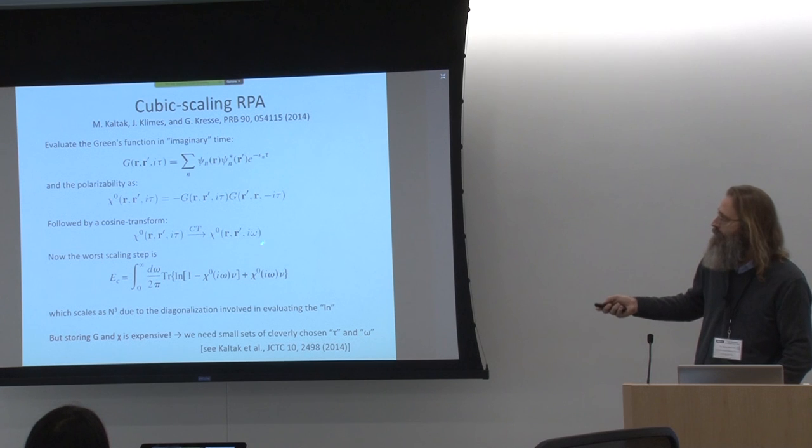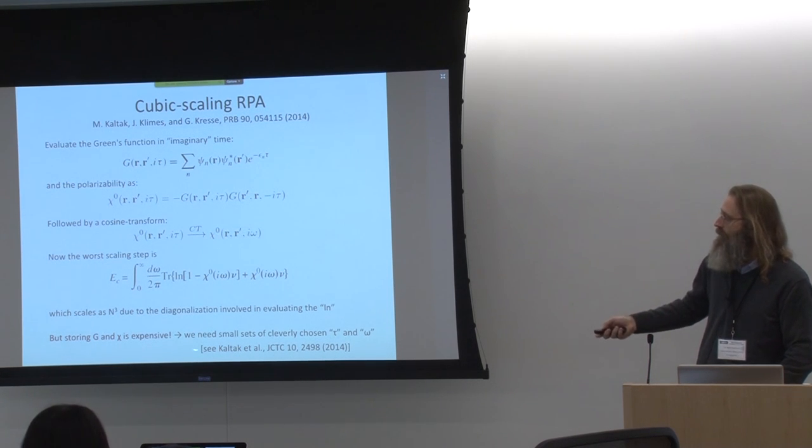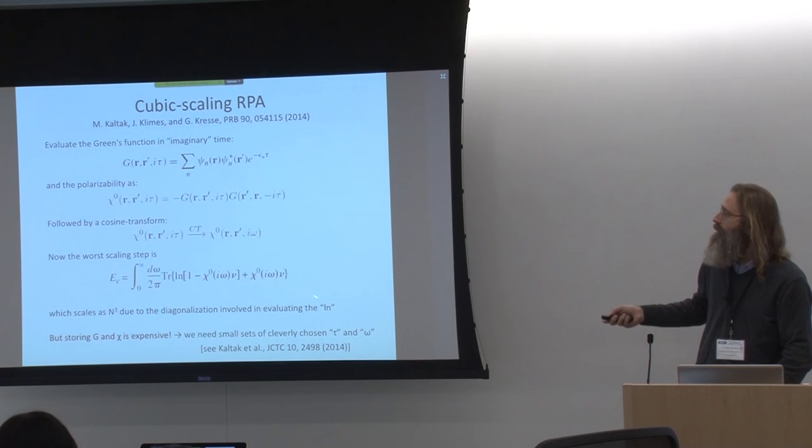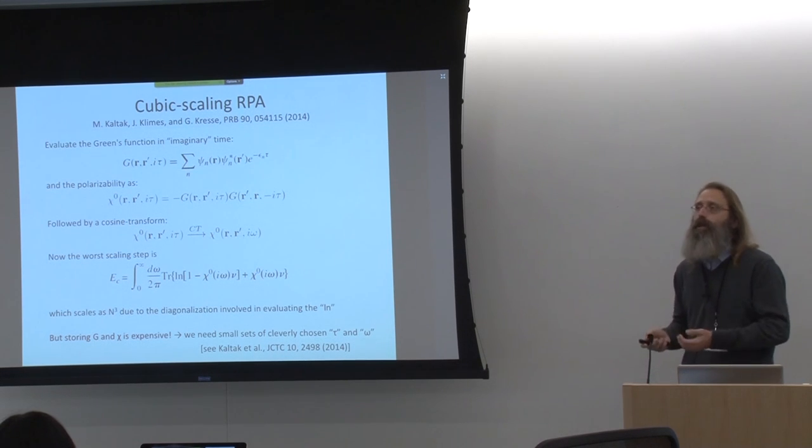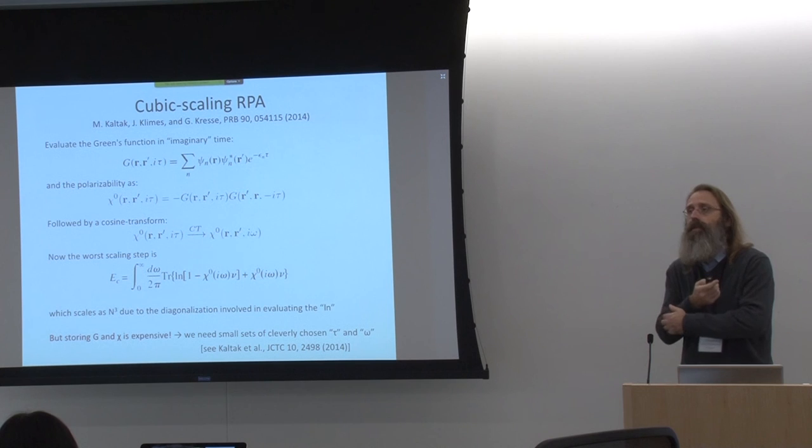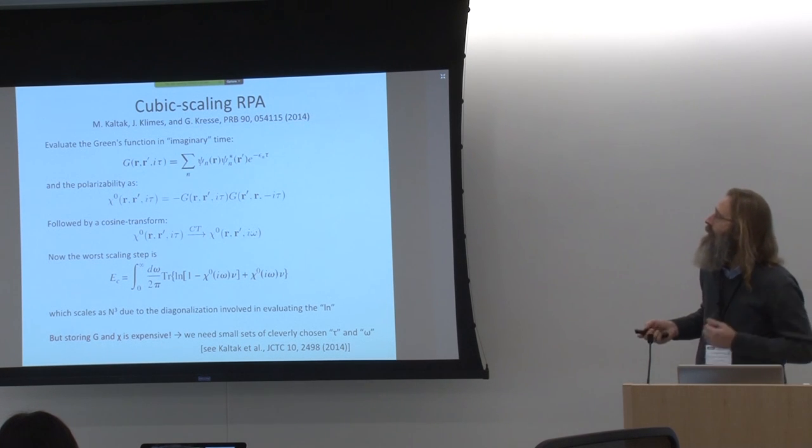One of the critical steps is finding clever grids to do these transformations. And that has been done. This nice work of Mersu Kaltak, if you're interested. So we do need only very few points for these transformations. And that is more or less constant, so that doesn't change with the system size.